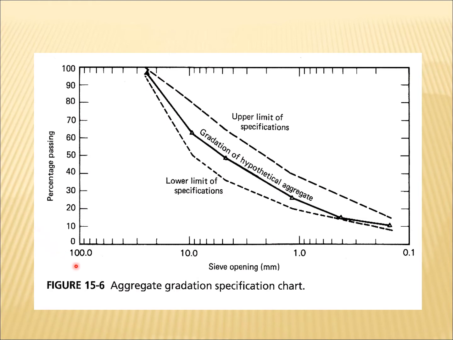Now here you can see the aggregate gradation specification chart. This is the gradation of the given aggregate, and we have the upper limit of the specification, this one, and this is the lower limit of the specification. So the aggregate that we are going to use in the highway must be in this region, that is the region between the upper limit and the lower limit.